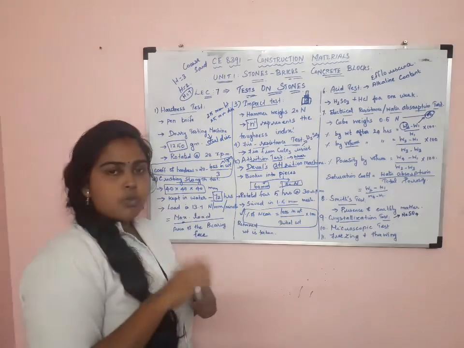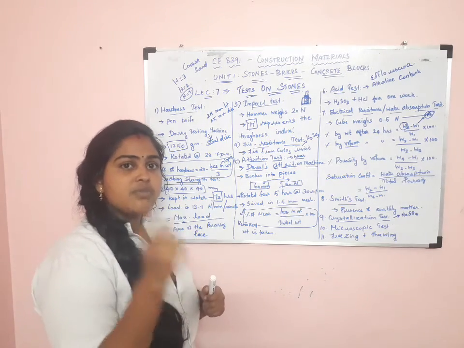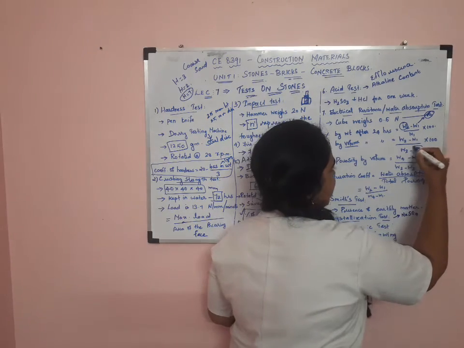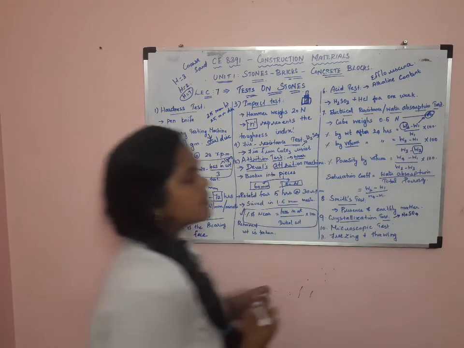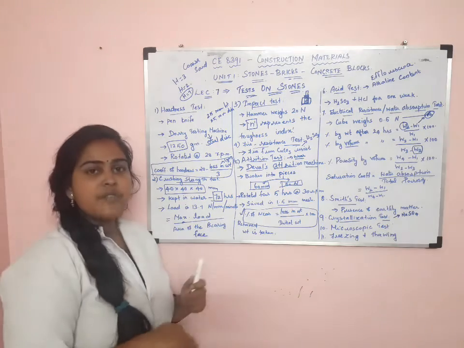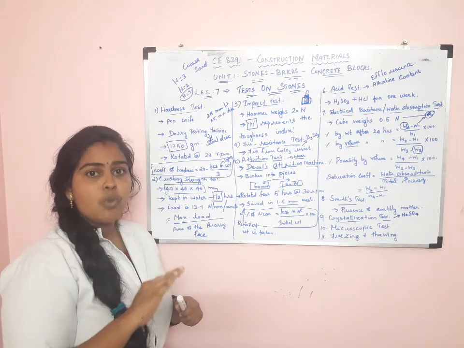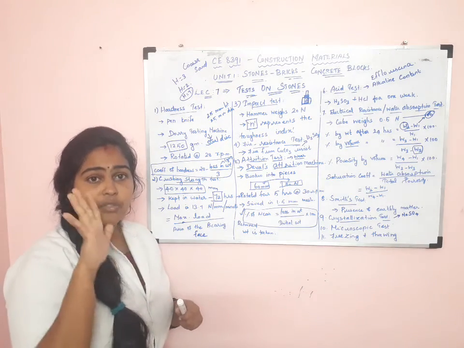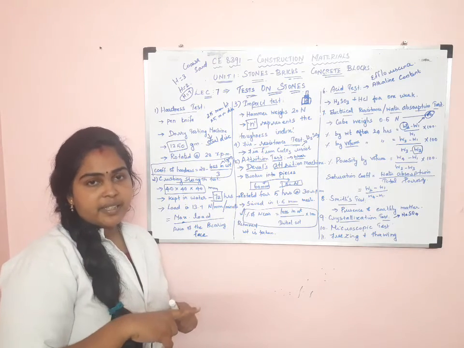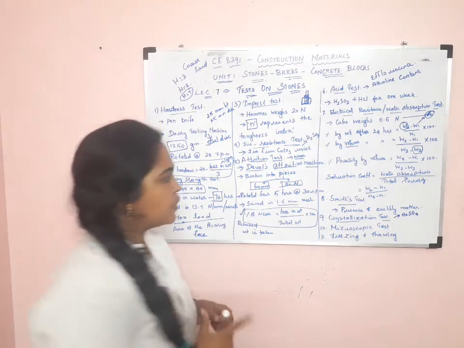Then what we have to do is suspend this stone in water for 24 hours and take the weight. That weight is W3. After taking that, we have to immerse it in boiled water, that is, hot water, for 5 hours, take it out and take the reading. That is said to be W4.